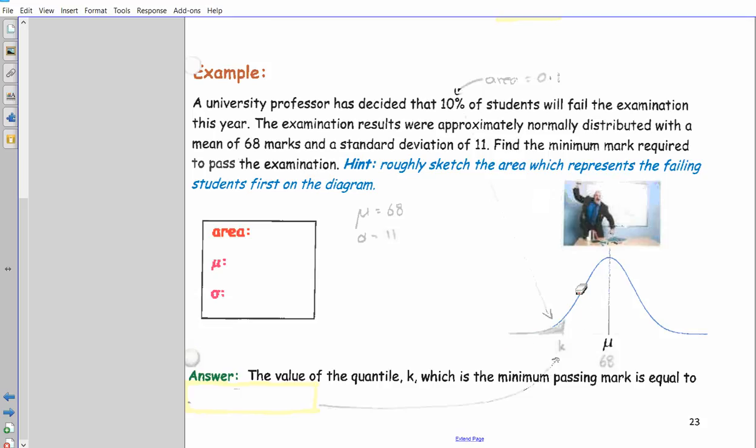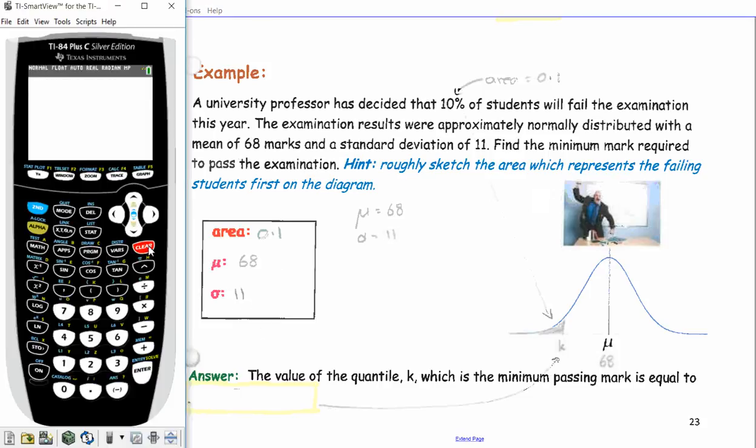So if you're in this unshaded area, it means you've passed. So what's the lowest mark you can get? It must be that little boundary there, the upper boundary. So the area, and it has to be always the area to the left of the boundary that goes into the calculator. So what area do we have here? We have 0.1. So our area is 0.1. Plug in your mean and standard deviation. So remember we've done this on the calculator: second, vars, select the third option, inverse norm. We've got our area as 0.1.